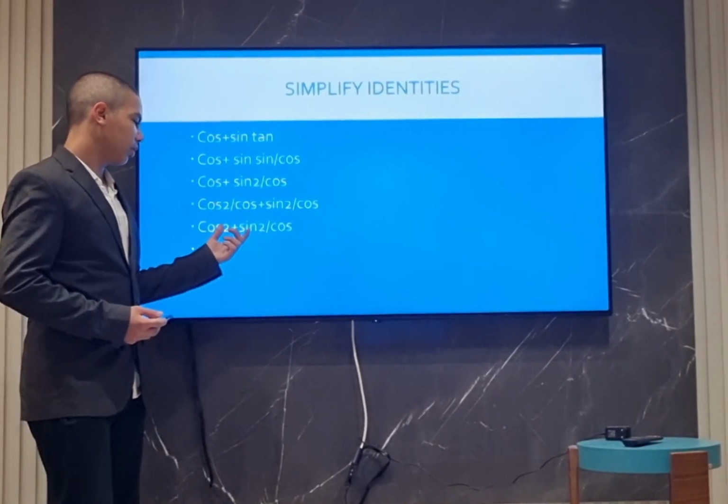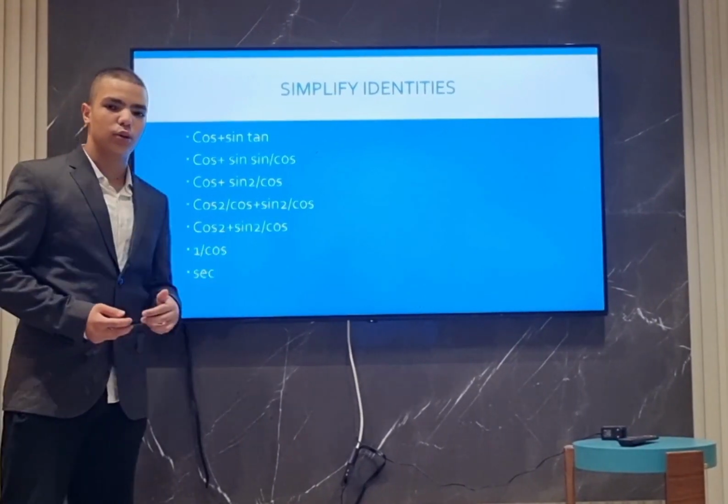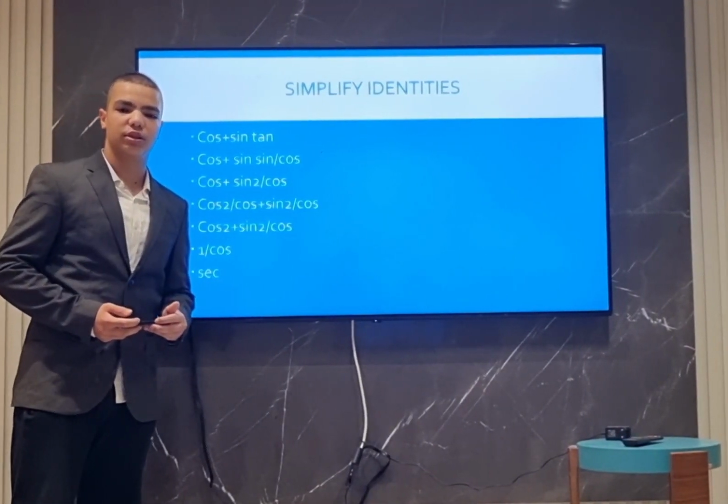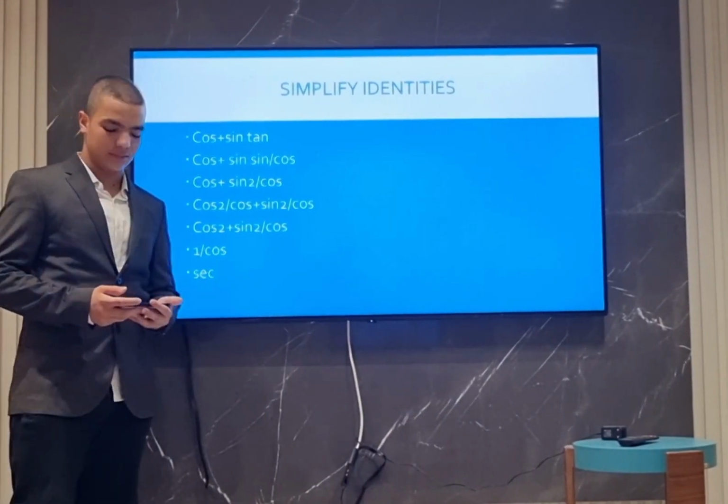And in the identity, cosine power 2 plus sine power 2 is equal to 1. So it will be 1 over cosine. And 1 over cosine is also an identity which is equal to secant. And secant is the simplest form of this identity.